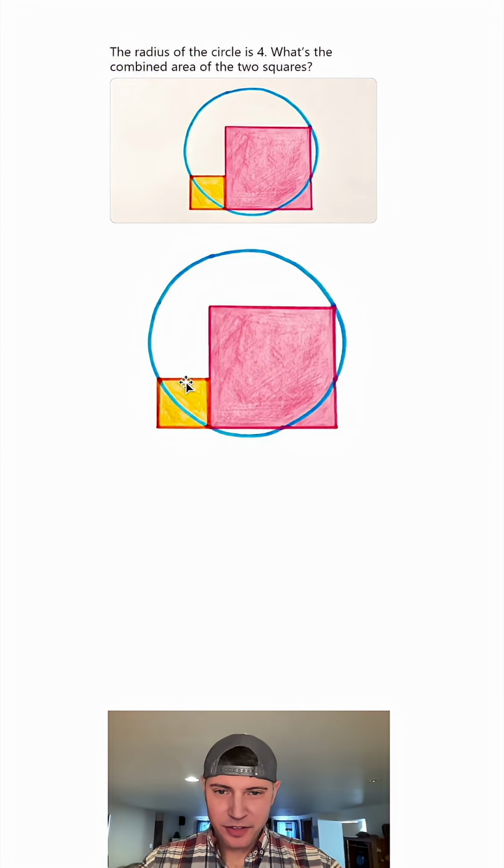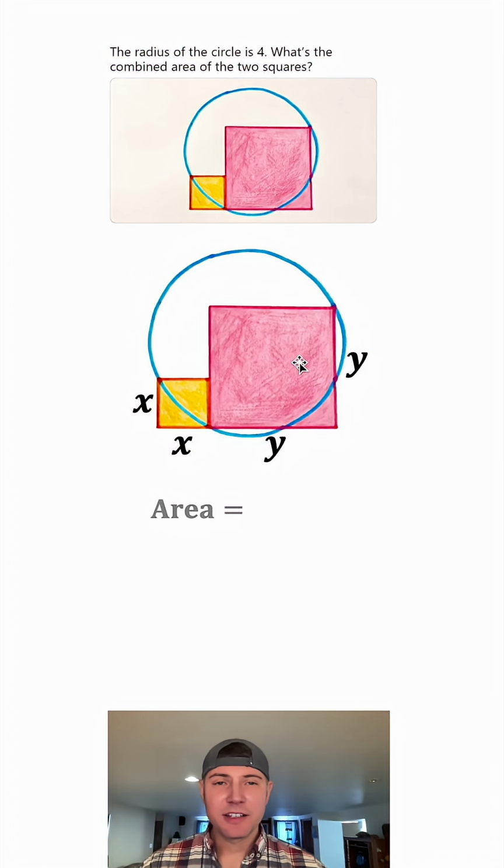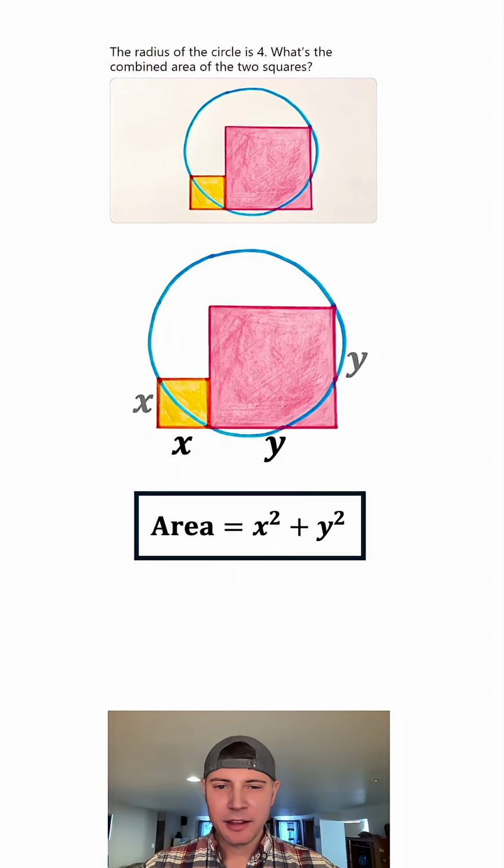1. Let's give this square side lengths of x and this square side lengths of y. Does that make sense? Why? So the question is asking for the area of these two squares. So we're looking for x squared plus y squared. This is what we're trying to solve for. It is very important. Let's put a box around it and let's move it down here.